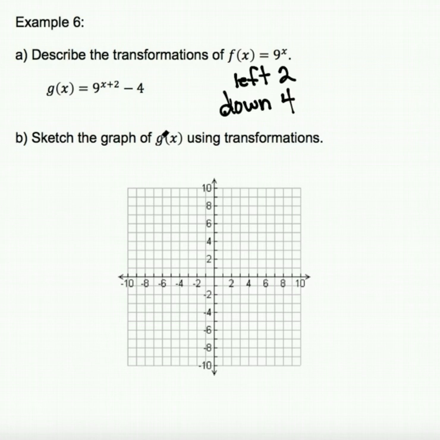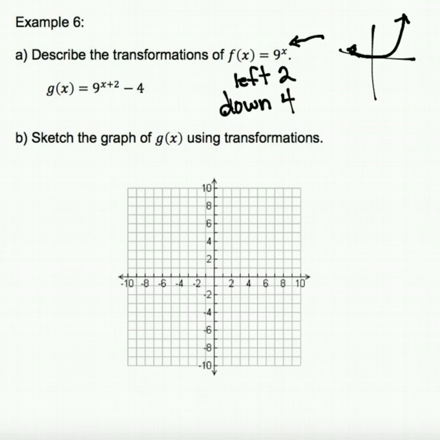So what you want to think about is, what does a normal exponential function look like? So this is 9 to the x, this is exponential growth. So normally, let me do a little sketch up here for you, I know that it's going to look something like this, with a horizontal asymptote at y equals 0.